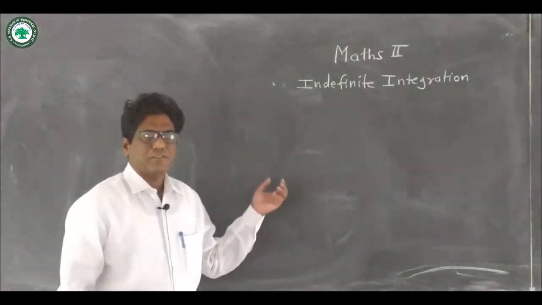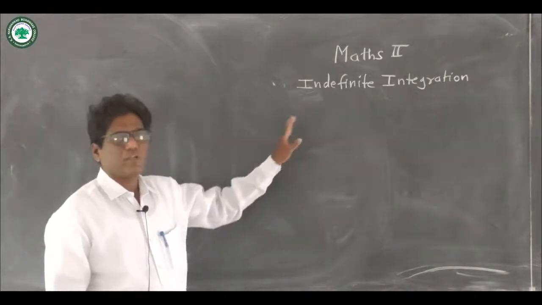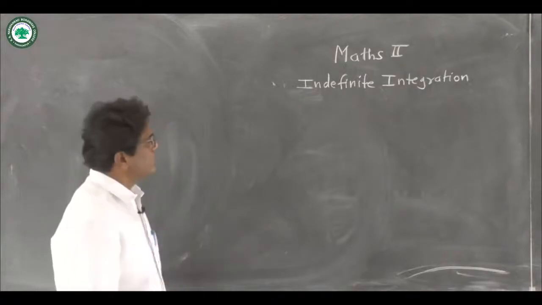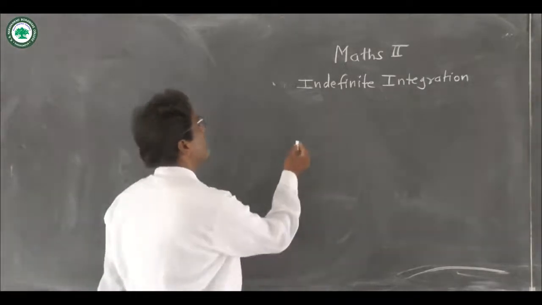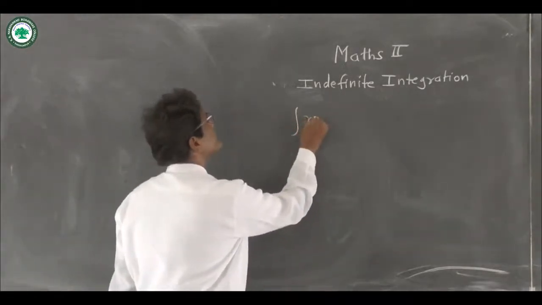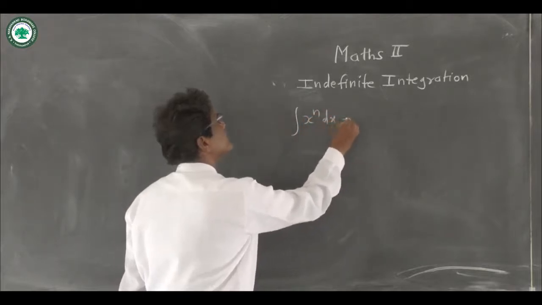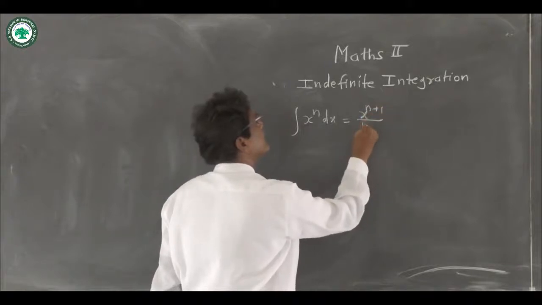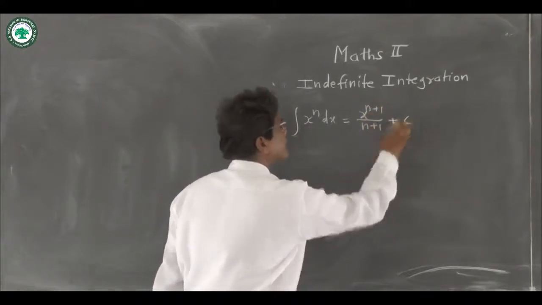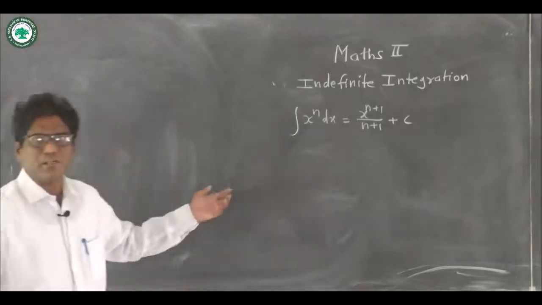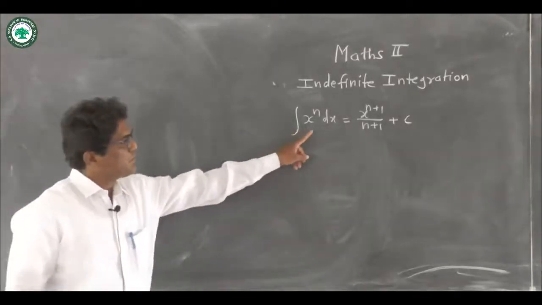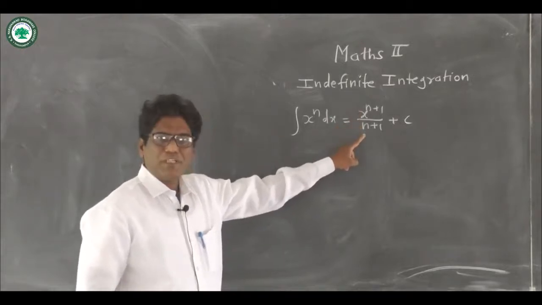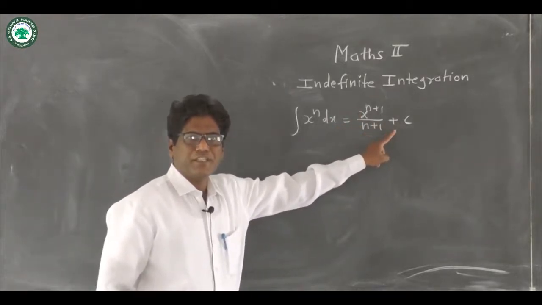In the first video, we have seen the basic concept of indefinite integration. So we revise that basic concept, that is, the formula. Integration of x to the power n dx is equal to x to the power n plus 1 upon n plus 1 plus constant of integration. Very important formula.